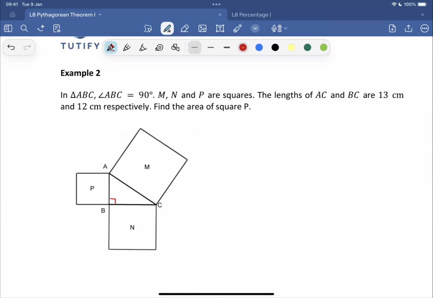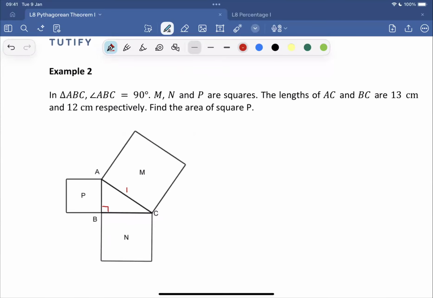Then there are 3 squares. The length of AC and BC are 13 and 12 respectively. 13 and 12. Students, I think you can solve this. If you know your Pythagorean triples, you can immediately type in the chat right now, what is the area of square P? Come, type in the chat right now. What is your answer? Tell me the area of square P.